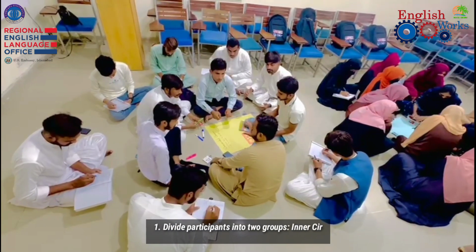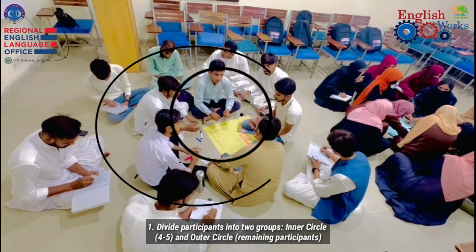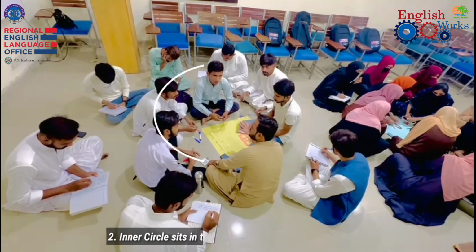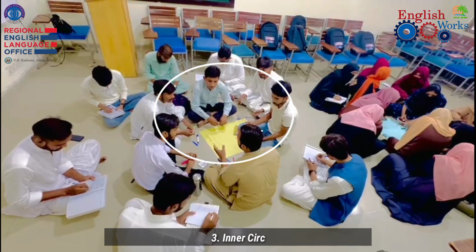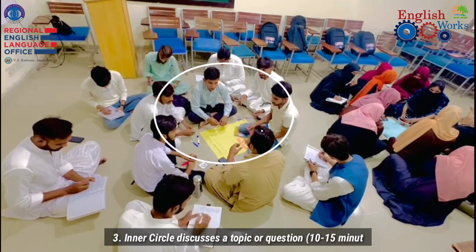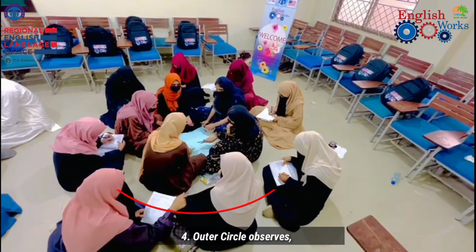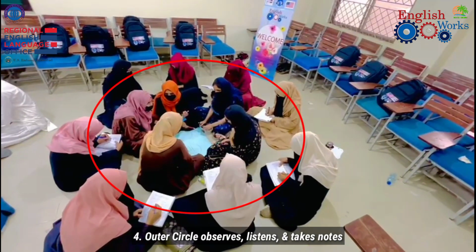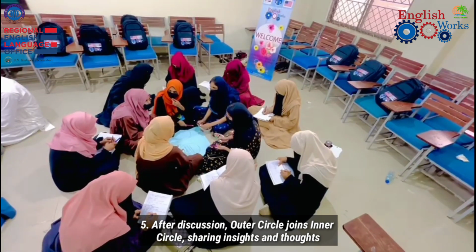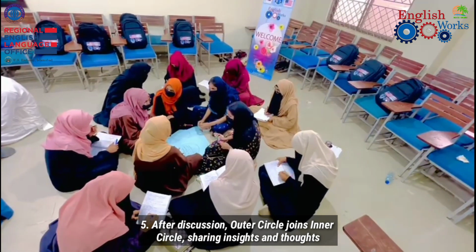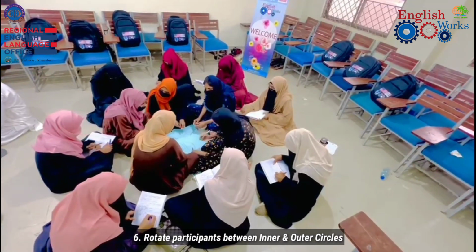1. Divide participants into two groups: inner circle, 4 to 5, and outer circle, remaining participants. 2. Inner circle sits in the center, outer circle surrounds them. 3. Inner circle discusses a topic or question, 10 to 15 minutes. 4. Outer circle observes, listens, and takes notes. 5. After discussion, outer circle joins inner circle, sharing insights and thoughts. 6. Rotate participants between inner and outer circles.